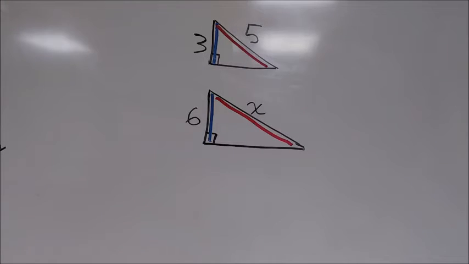We can highlight the corresponding sides of these triangles to see which ones go together. We can see that the side length 3 on the smaller triangle is proportional to the side length of 6 on the other. And the 5, which is the hypotenuse or side opposite the right angle in our smaller triangle, corresponds to the unknown x side in the larger one.